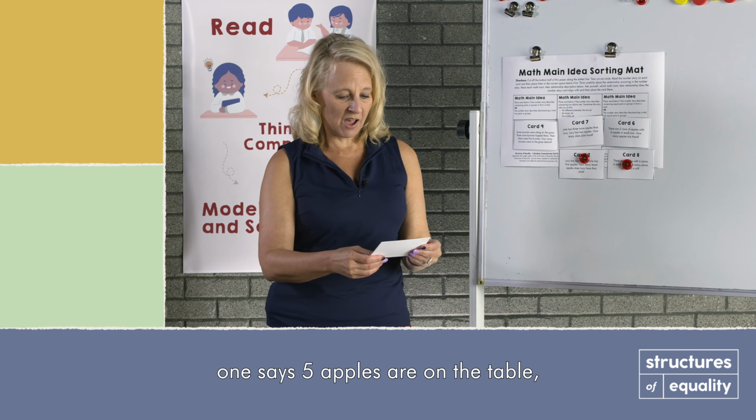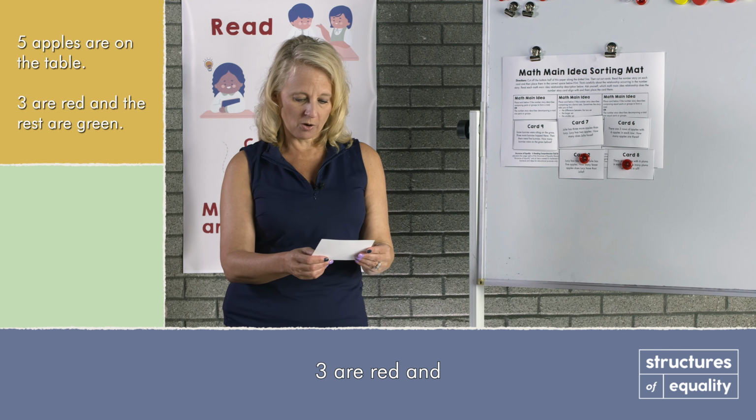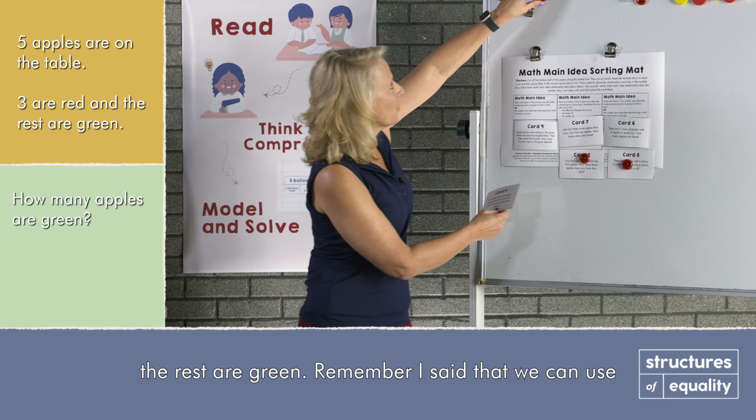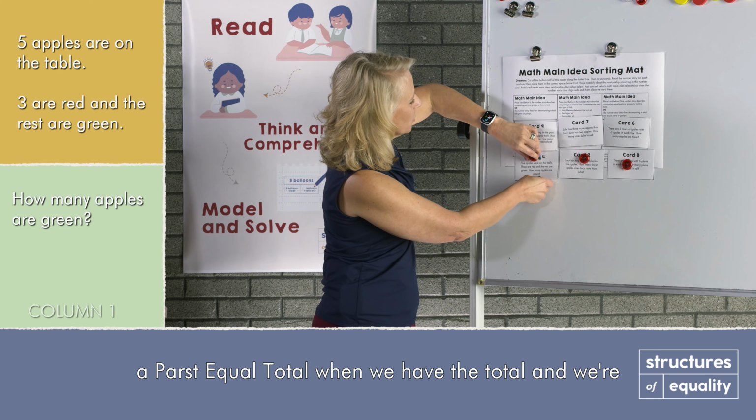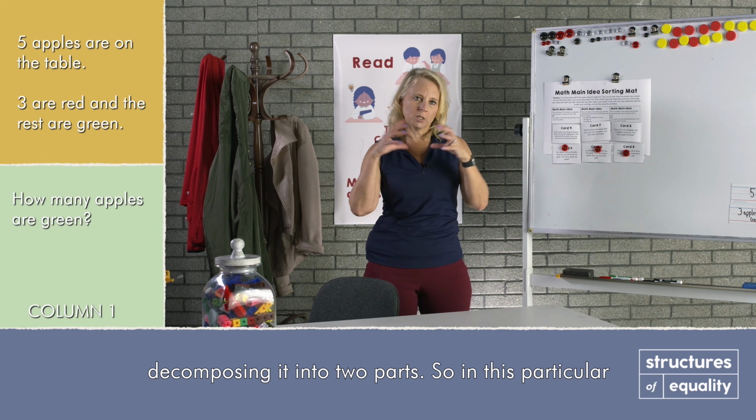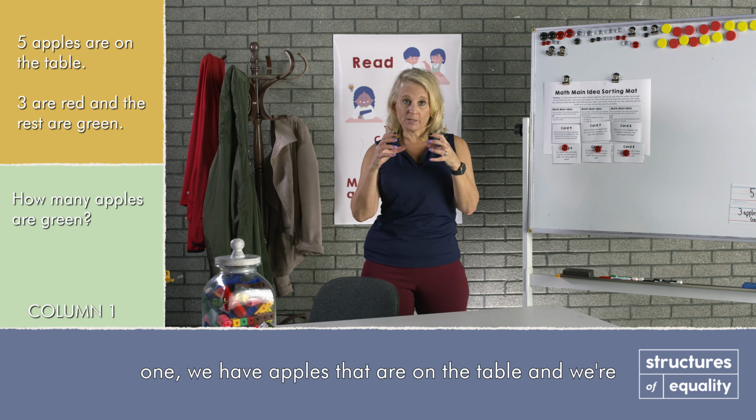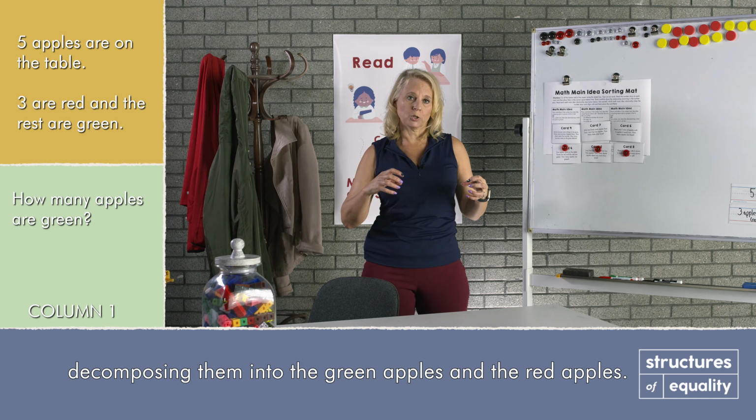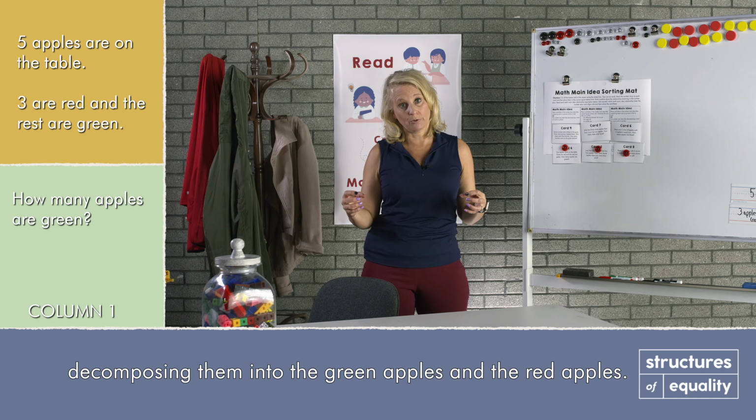This last one says 5 apples were on the table, 3 are red, and the rest are green. Remember I said that we can use a parts equal total when we have the total and we're decomposing it into 2 parts. So in this particular one, we have apples that are on the table and we're decomposing them into the green apples and the red apples.